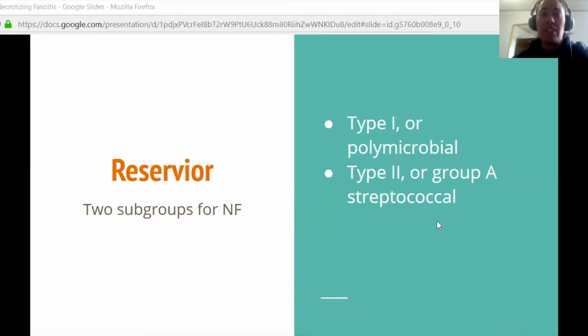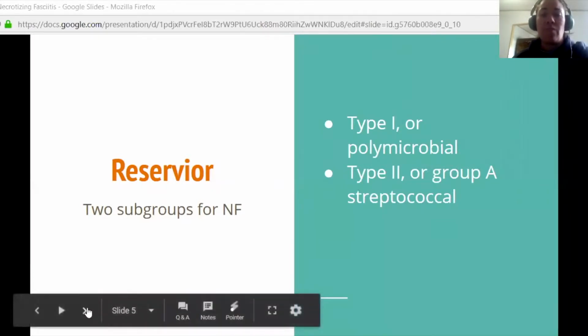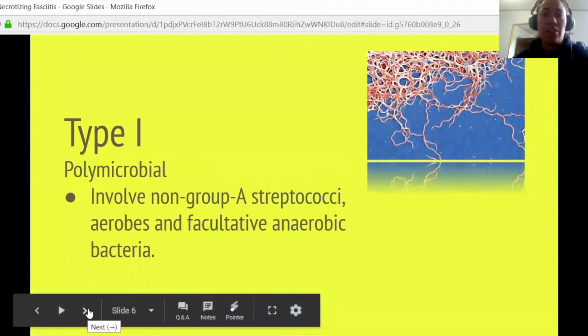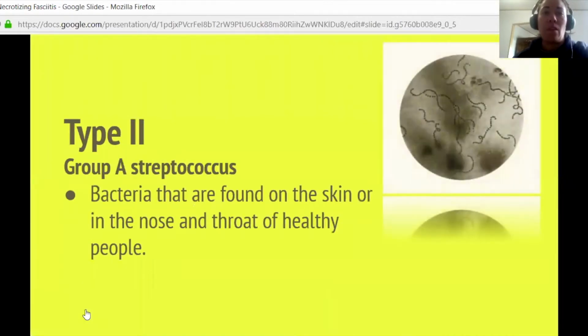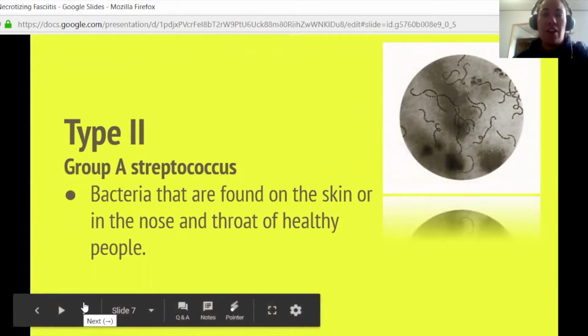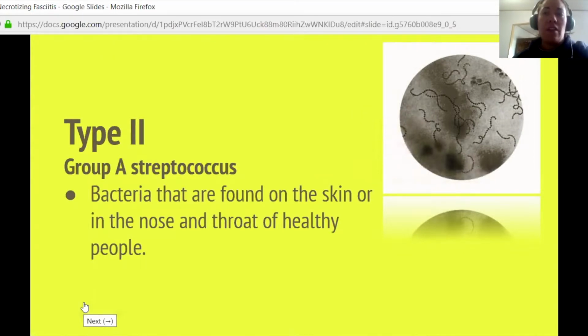There are a couple of ways someone can contract NF. Type 1 infections are polymicrobial and involve a non-group A streptococci. Type 2 infections of NF are developed by group A streptococcus bacteria. These bacteria are the cause of many illnesses such as strep throat, scarlet fever, skin infections, and rheumatic fever. Group A streptococcus is thought to be the most common cause for necrotizing fasciitis.